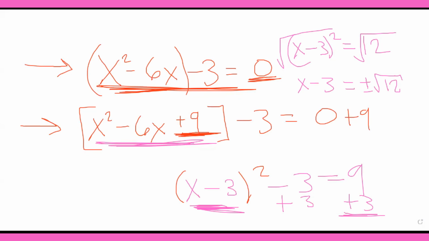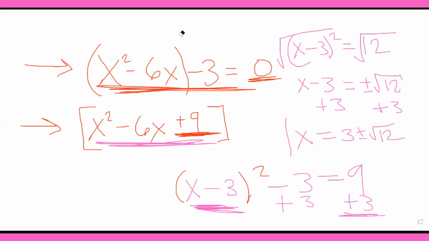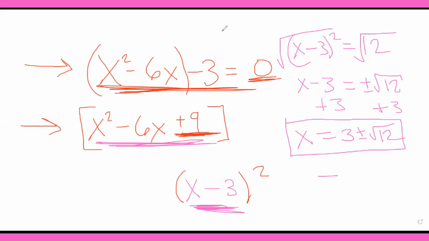To solve for x now, I'm going to add 3 to both sides. It gets a little bit weird, but here we're going to put the 3 in the front. That would be 3 plus or minus the square root of 12. Some teachers would accept this as your final answer. Some teachers would prefer you to reduce that radical. And if you need help reducing radicals, you can check out my other video.